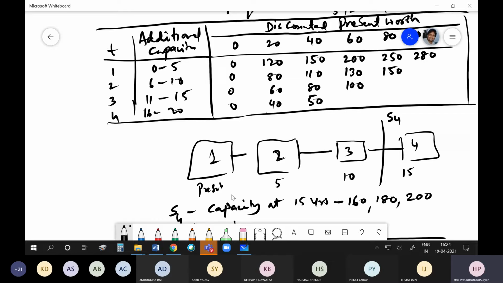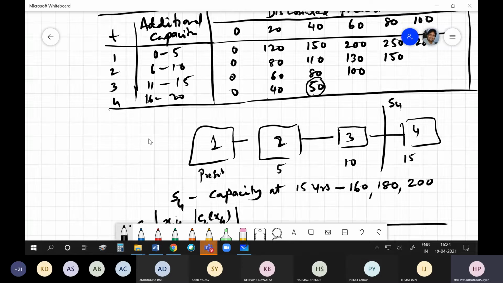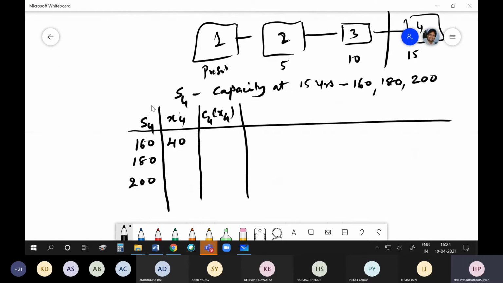Yes, this one, because the discounted present worth of increasing 40 units at the end of 15 years is 50. That means if I have 50 units now, that will multiply and I will get an amount which would be enough to increase the capacity by 40 units. So I have to take this 50. Okay, so you fill that. So this will be 50.